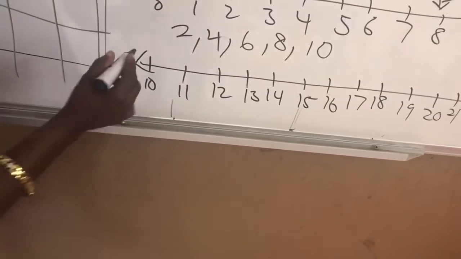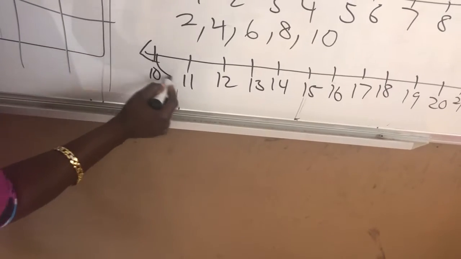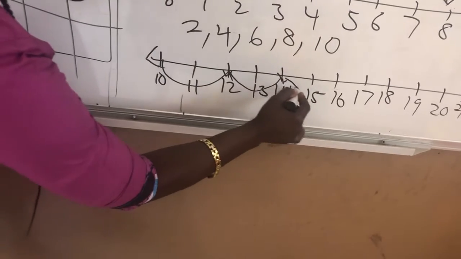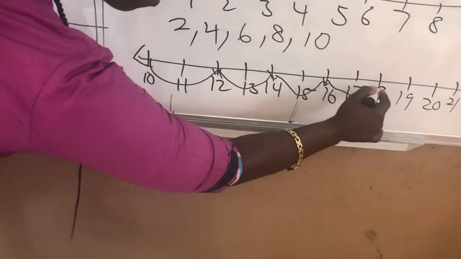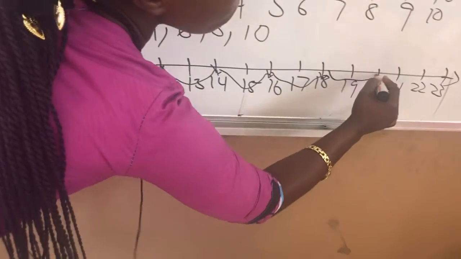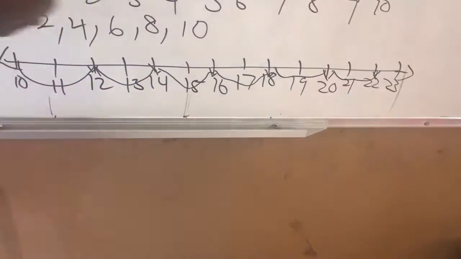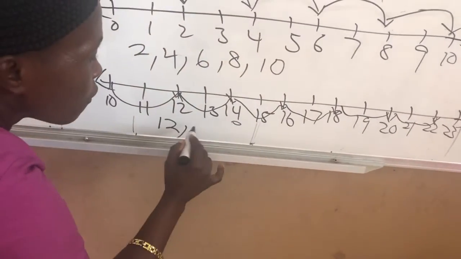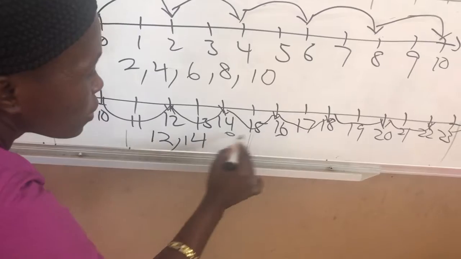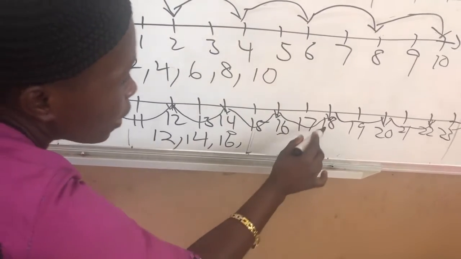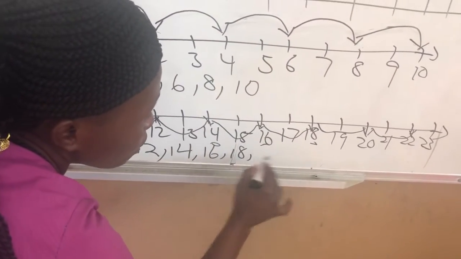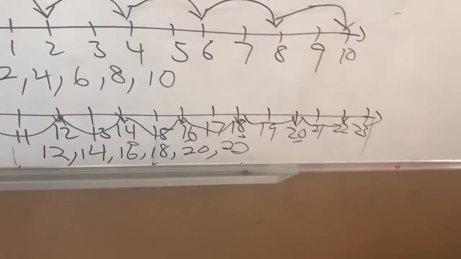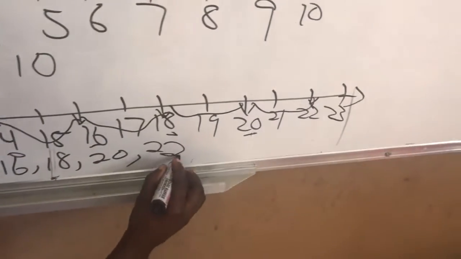So this is how it also goes. We have the 10. You move 2. And this way, so your answers will be 12, 14, 16, 18, 20, and 22. Keep counting.